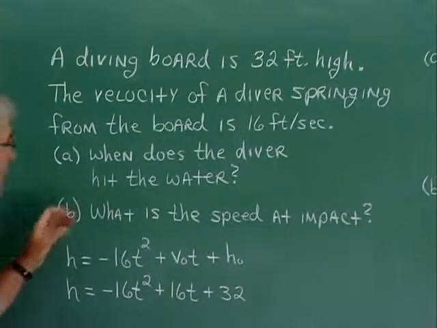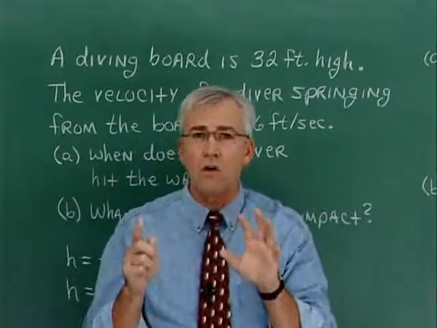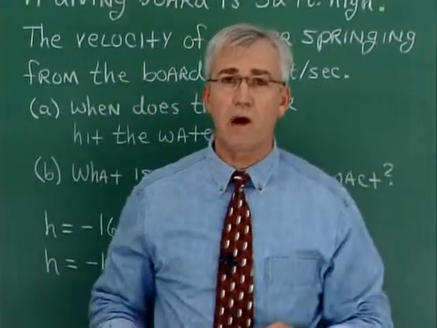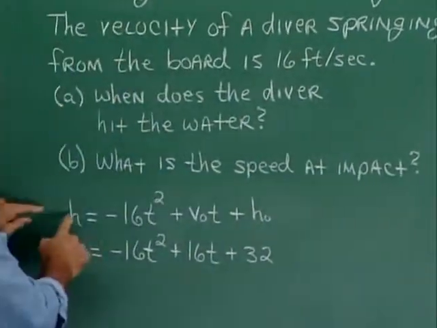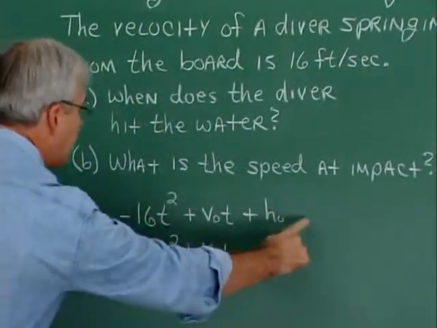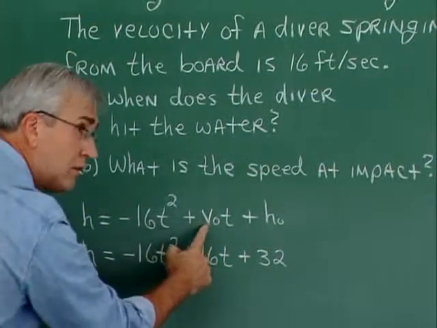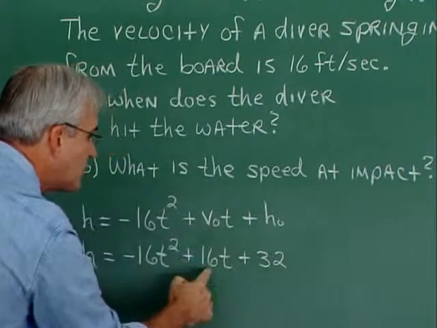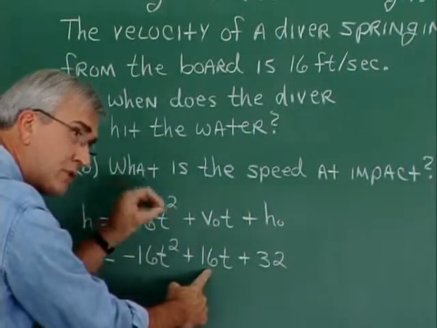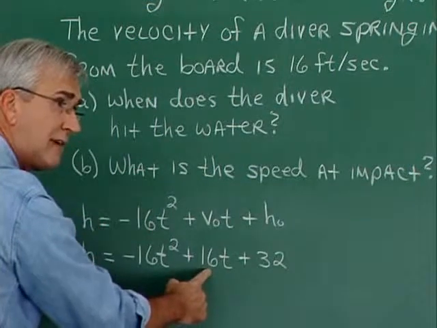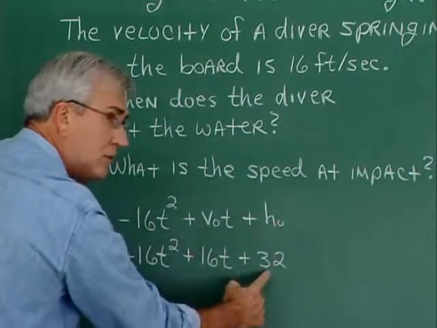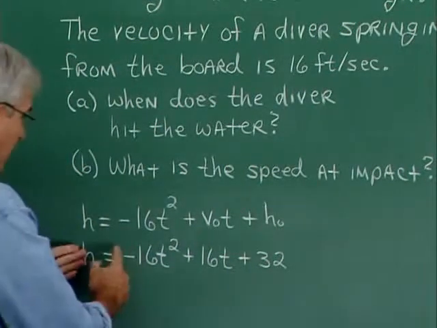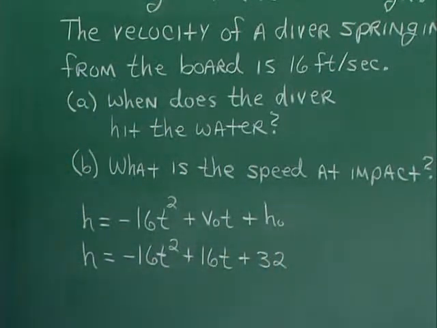Well, let's see. In order to do this, we have to use our general position function and make an equation related to this problem. Let's do that. So we start out with our general position function, and we replace v naught, the initial velocity, with 16, and h naught with 32. v naught is 16 because the diver is springing off the board at 16 feet per second, and h naught is 32 because the height of the diving board is 32 feet. All right, so here then is our height equation.